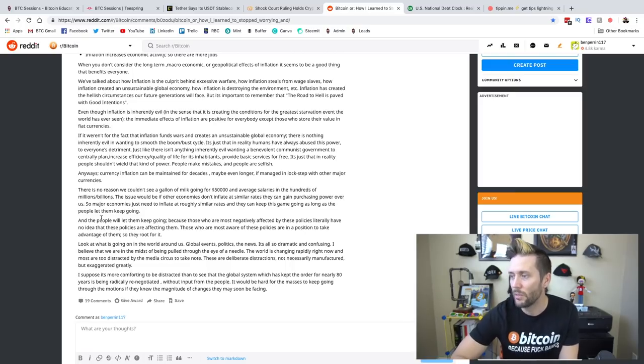And the people will let them keep going because those who are most negatively affected by these policies literally have no idea these policies are affecting them. Those who are most aware of these policies are in a position to take advantage of them, so they root for it. And that rings pretty true.